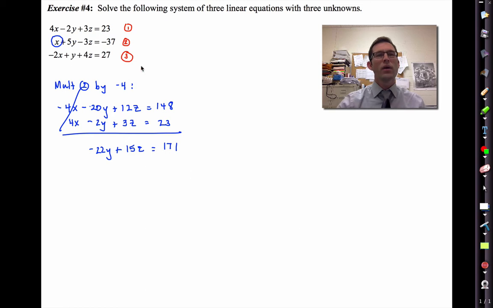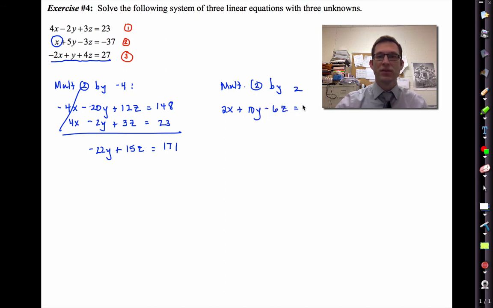Now, what I'd like to do is get rid of the x in this one. To do that, I'm going to multiply equation 2 by 2. What is that going to give me? It's going to give me 2x plus 10y minus 6z is equal to, this one I think I can do in my head, 74. Then I've got equation 3, negative 2x plus y plus 4z is equal to 27.